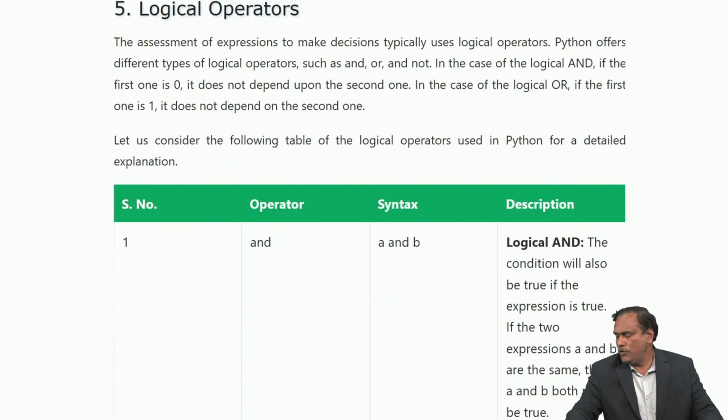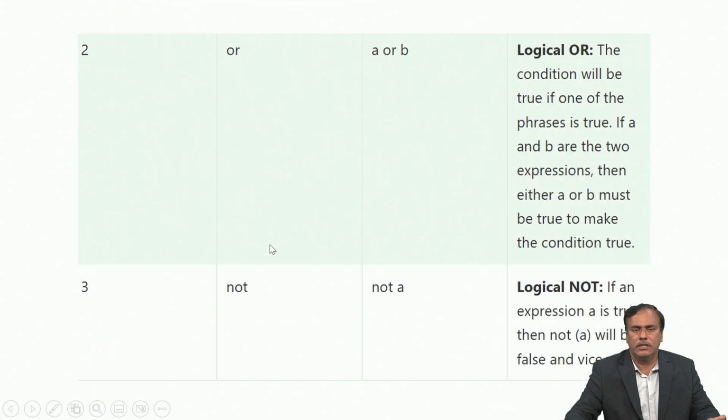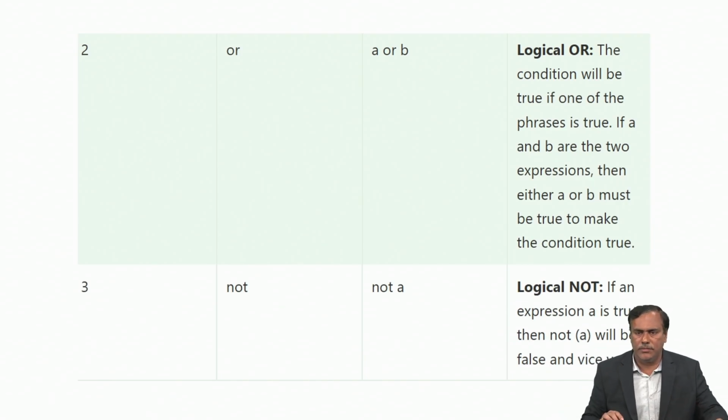And then moving on, logical operators. The symbol that we are going to use for the logical AND operator is the word AND. And for logical OR, you have to use the word OR. And for logical NOT, you have to use the word NOT. So these are the logical operators.